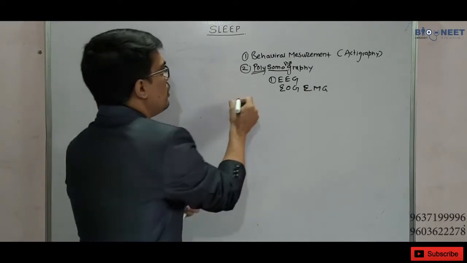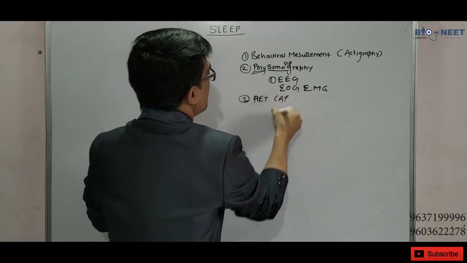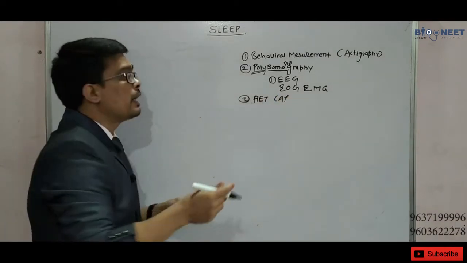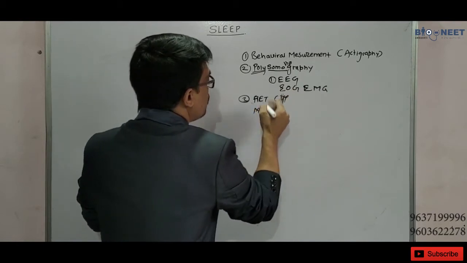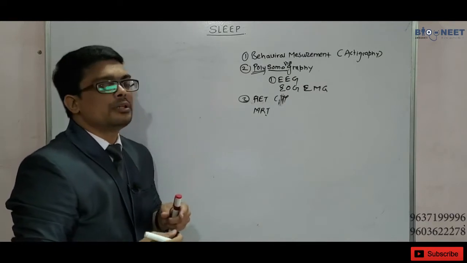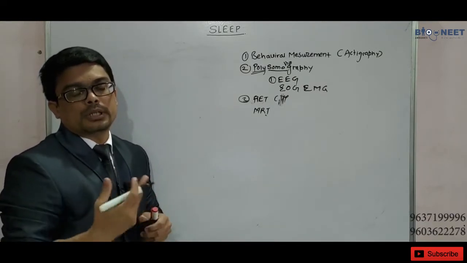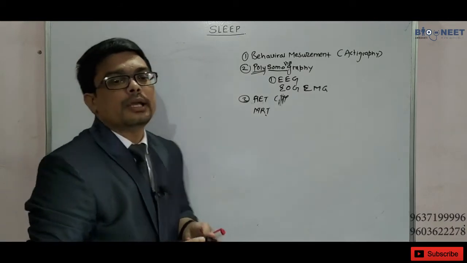You can also rule out a lesion by doing a PET scan, CT scan, or MRI, to rule out any central nervous system lesion. This is the kind of investigation you have to perform in case of a sleep study or sleep problem. Now what is the disorder we are going to study in this lecture?